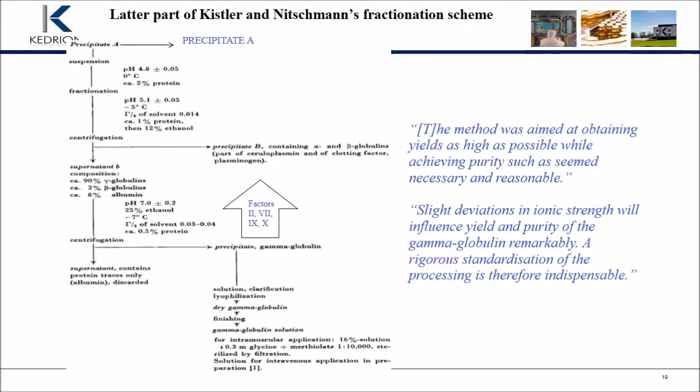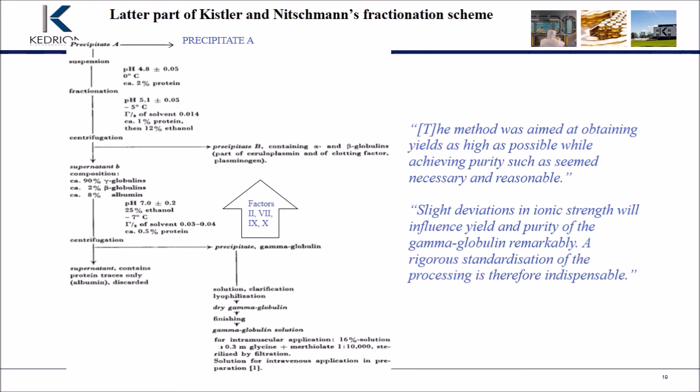However, variations of the scheme have existed for many years. And we know these days that the so-called Kistler-Nitschmann variation of the Cohn scheme, which is still ethanol fractionation, but which is actually very different in the way the various parameters which I have told you about, pH, protein, ethanol, and so on, are manipulated, results in a different fractionation scheme. And we know that the precipitates from which the immunoglobulin is harvested are very different in composition. And this is a quotation which I think is very significant from the Swiss fractionators, Kistler and Nitschmann, which says that slight deviations in ionic strength will influence yield and purity very markedly.